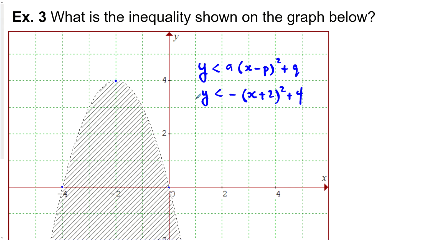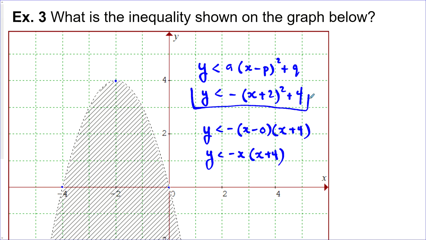We could also do it in factored form using the same a value, and our factors would just be, well, this one's x minus 0, so I'll write that first, but I'm not going to leave it like that, and x minus -4. Then we can tidy this up a bit, because x minus 0 is just x, and x plus 4. So we've got this vertex form or this factored form, and they look different, but they are in fact representing the same thing here.